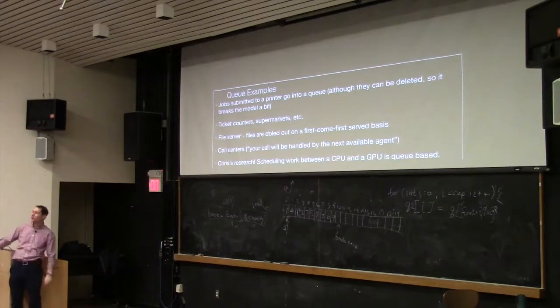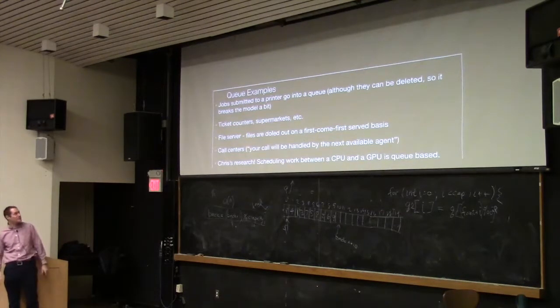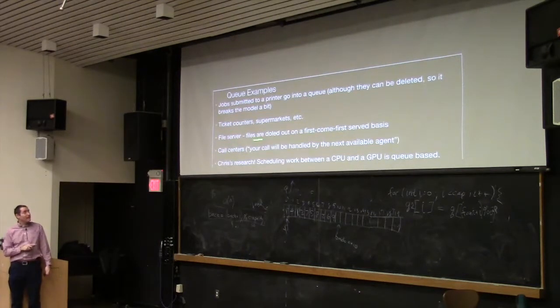So it's not a real queue in that sense, in that it can't remove from the center. Ticket counters, supermarkets, anywhere you stand in a line, right? File servers. If you ask for a file and somebody else asks for the file, if you ask for it first, you'll get it first. That's the way it goes. First come, first served. Anytime you have first come, first served. Call centers, we talked about that.